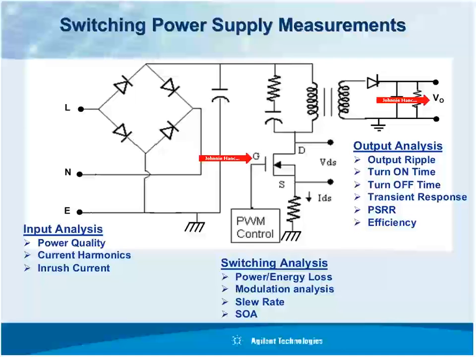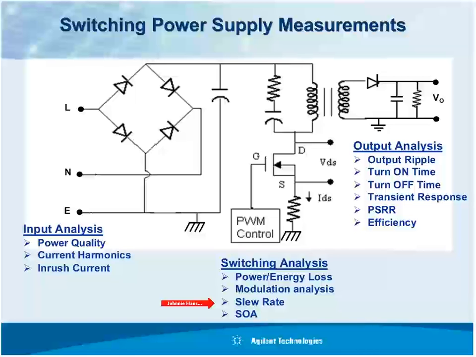Now here we list some of the key and most important measurements. Input analysis: you want to measure the power quality, current harmonics, inrush current. We'll show examples of each of these in a few minutes. And then you want to do analysis on your switching circuitry. You want to see how much losses are occurring. And probably that's the most important measurement. Modulation analysis, slew rate, and safe operating area.